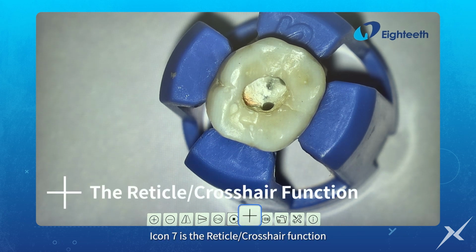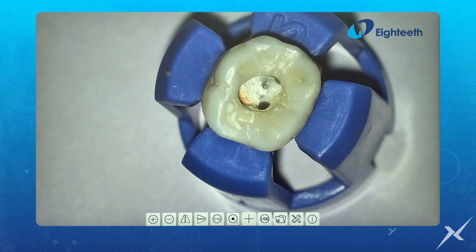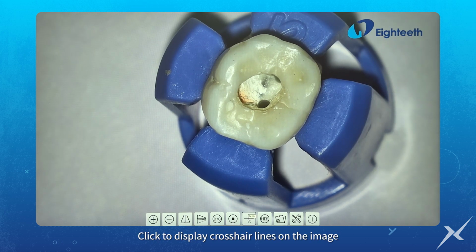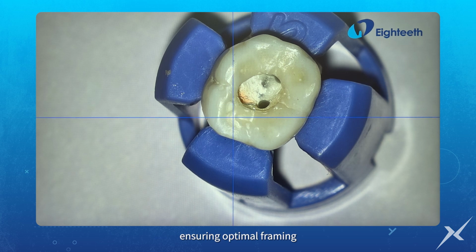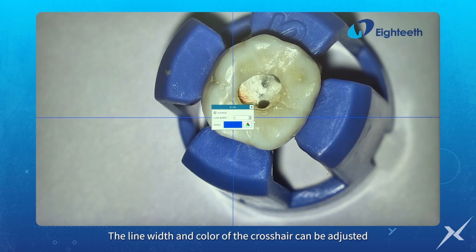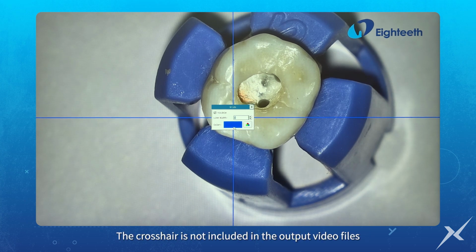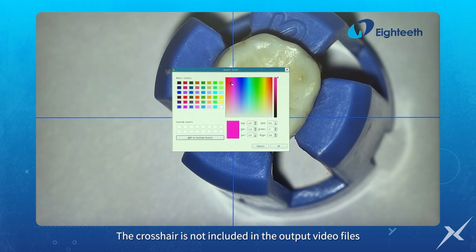Icon 7 is the reticle/crosshair function. Click to display crosshair lines on the image. The center of the crosshair indicates the image capture center, ensuring optimal framing. The line width and color of the crosshair can be adjusted. The crosshair is not included in the output video files.